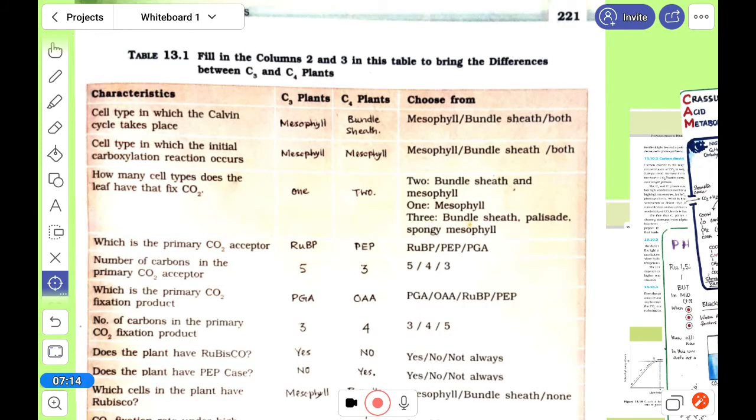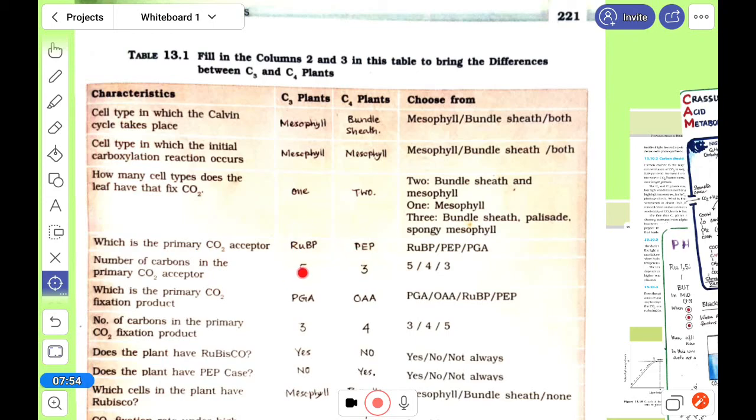Now, the C3 and C4 difference is very important. In your book, a fill in the blank is given here. In the C3 cycle, the mesophyll tissue is there, and the Calvin cycle takes place there. The cell type for the initial carboxylation is the mesophyll in both cases. There are 2 types of cell here, and 1 type of cell there.